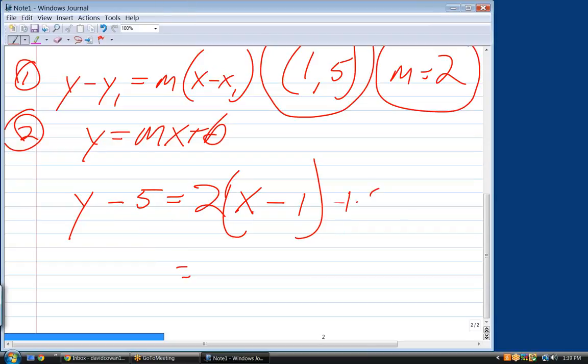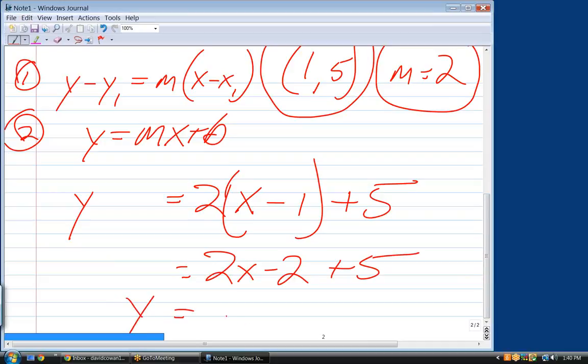I don't like that first step, but sorry. You can do either one. Distributing makes more sense. In other words, this is now correct. Now distribute the 2. What do you get? 2x minus 2. What's the final equation? y equals 2x plus 3. There you go.